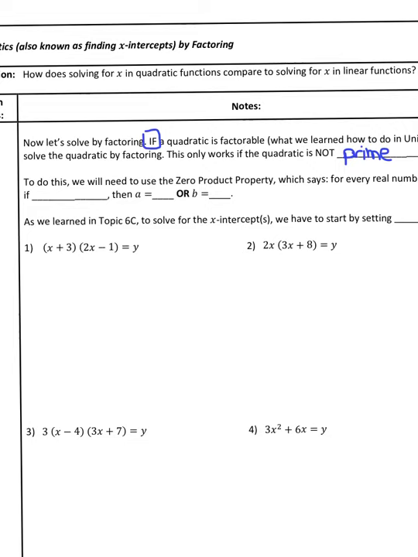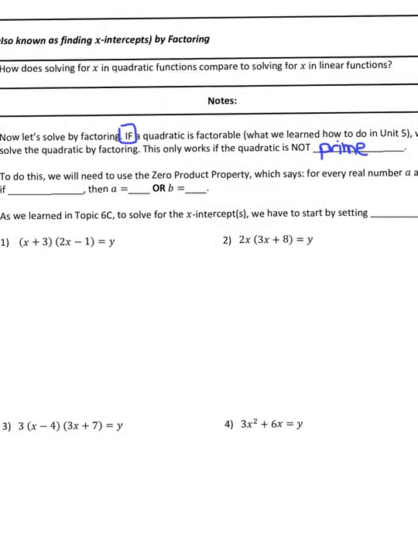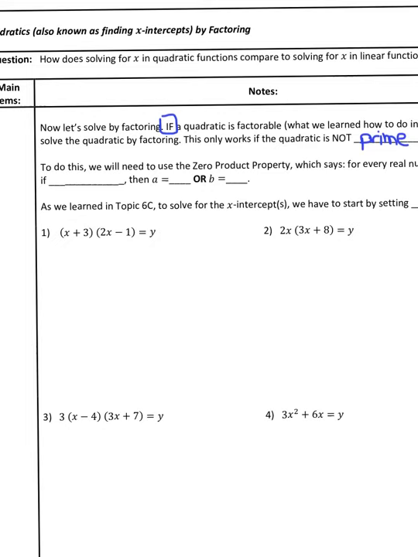To do this, we will need to use the zero product property. This says that for every real number a and b, if a times b equals 0, then either a equals 0 or b equals 0. This is what the zero product property tells us, and this is the property we're going to use to be able to solve quadratics by factoring.